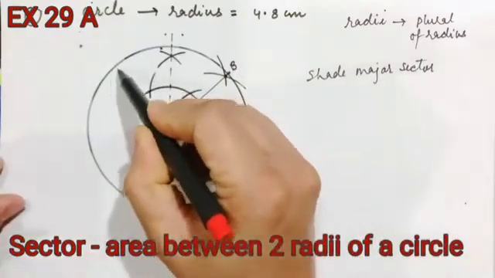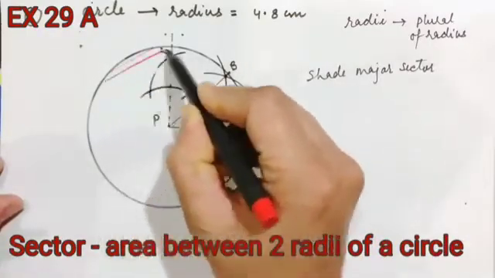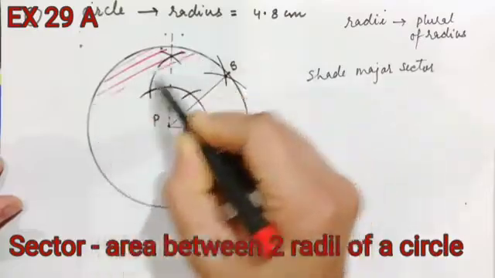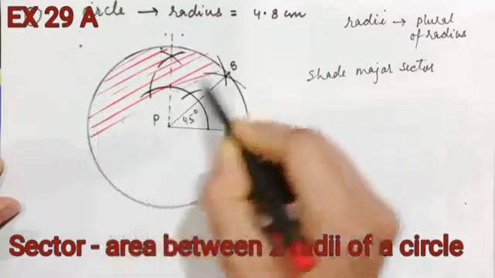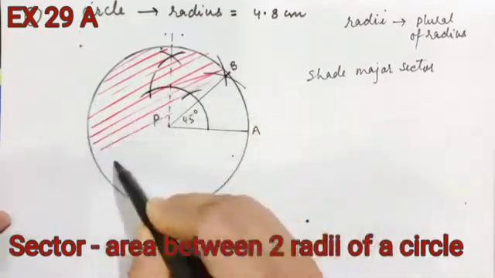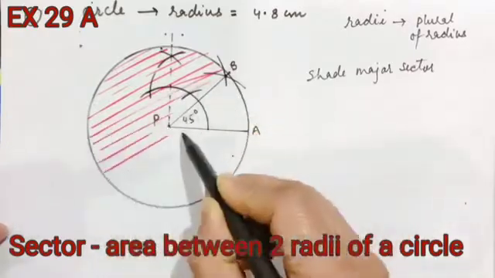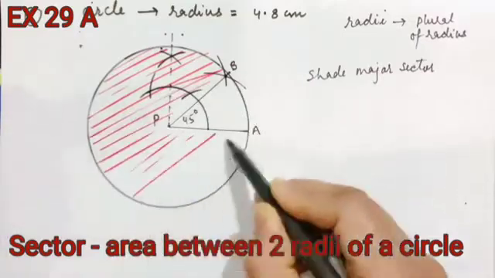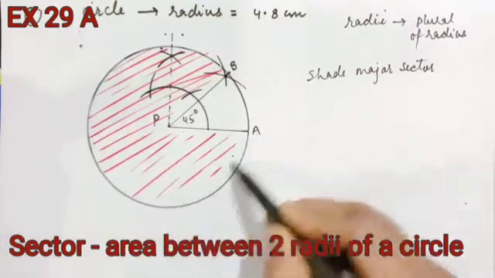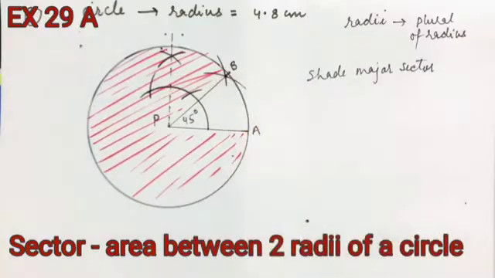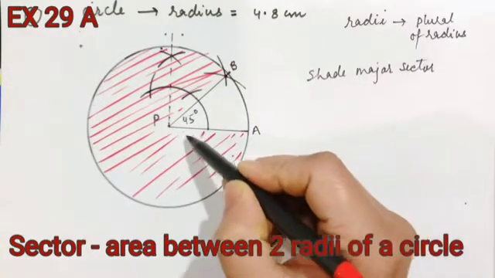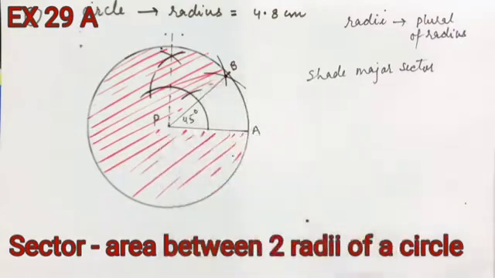तो मेजर सेक्टर में, बाबूजी आप देख सकते हैं, ये वाला, ये दिस इज द मेजर सेक्टर ऑफ द सर्कल, ये वाला, ये दिस इज द मेजर सेक्टर ऑफ द सर्कल, ओके। You can clearly see that I have shaded the major sector of the circle. ठीक है? Okay. Moving on to the next one, that is number 6.